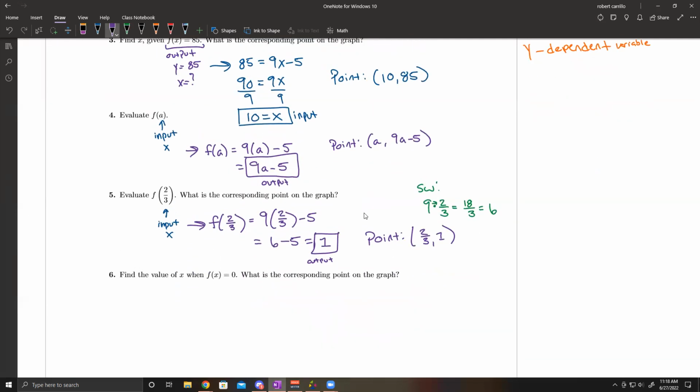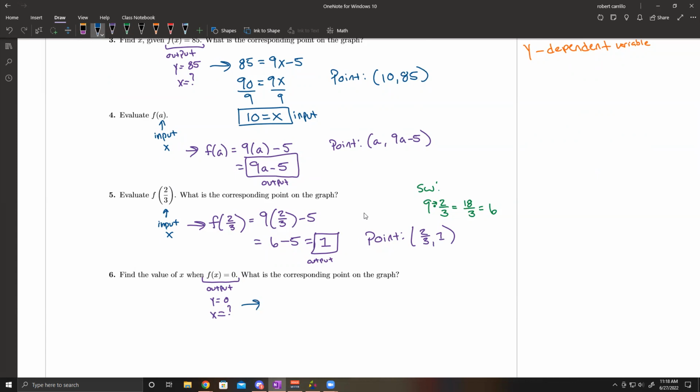Okay. Number 6 is going to be just like number 3. So this says find the value of x when f of x equals 0. So again, this one gives us the output first, gives us the y value. It says when y equals 0, what is the value of x? So they want us to plug in 0 for f of x and solve for x.